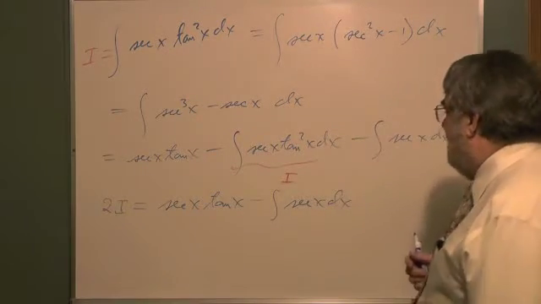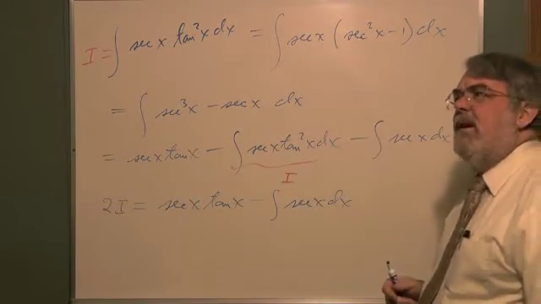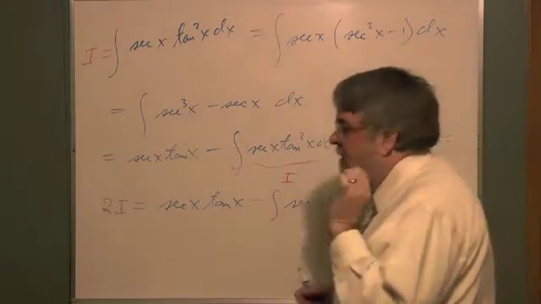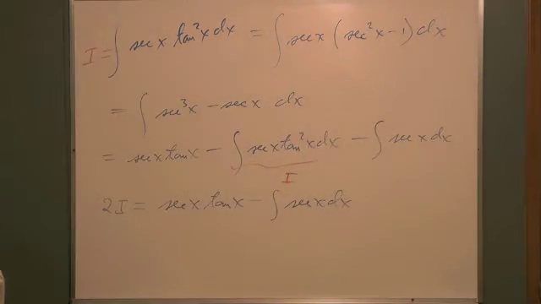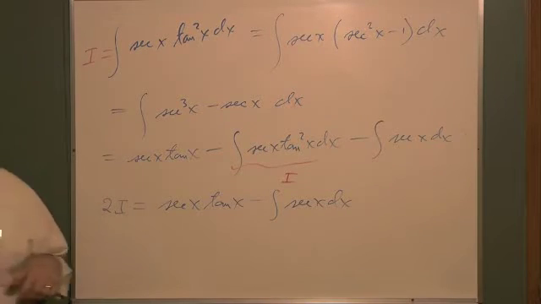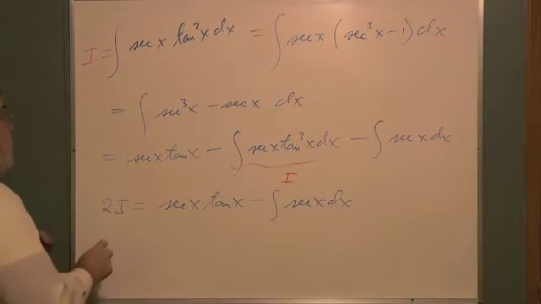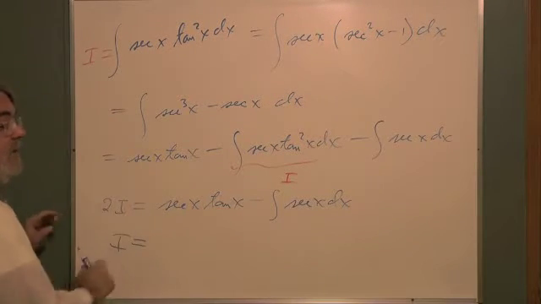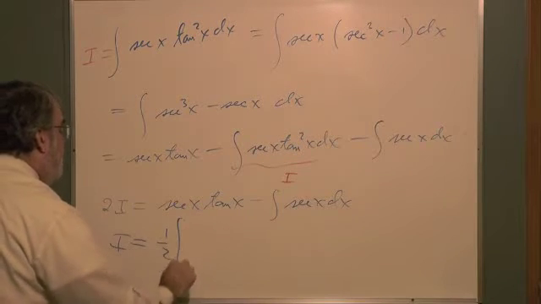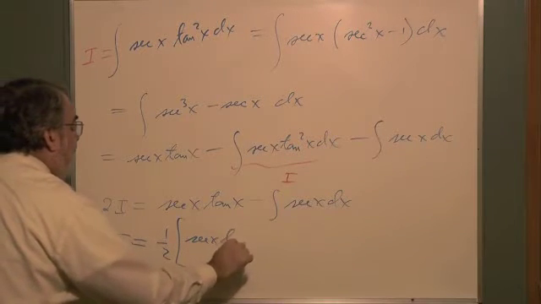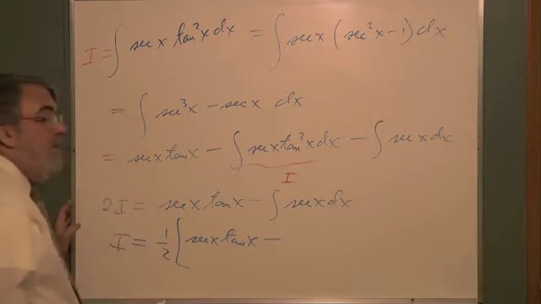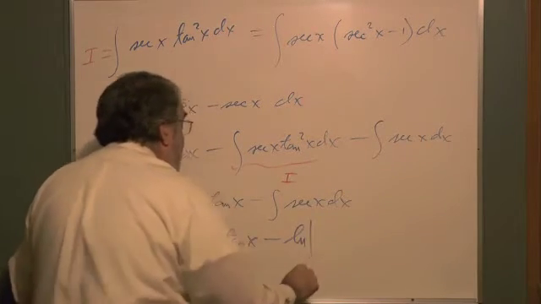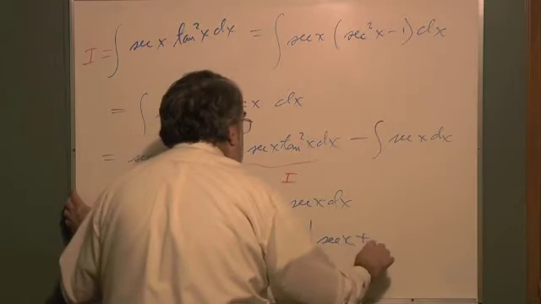Okay, so we integrate secant, and I believe it's, let me make sure I got it right here, a natural log of something. Like I say, I don't have all these memorized. Natural log, absolute value, secant x plus tangent x. So my original problem will be 1/2 of what I get over here: 1/2 secant x tangent x, and then minus the natural log absolute value of secant x plus tangent x.